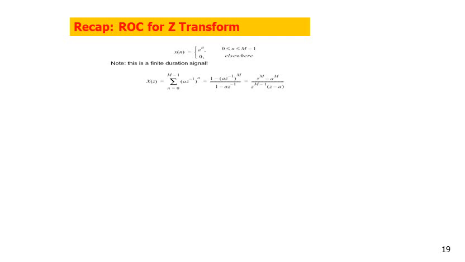The time domain sequence is a^n for finite duration from 0 to some M minus 1. We are computing the Z transform just by applying the formula of the Z transform, and the end expression is (z^M minus a^M) over z^(M minus 1) times (z minus a). From the denominator, we can see that there is only one non-trivial pole at z equal to a.